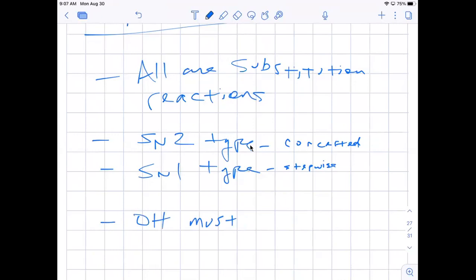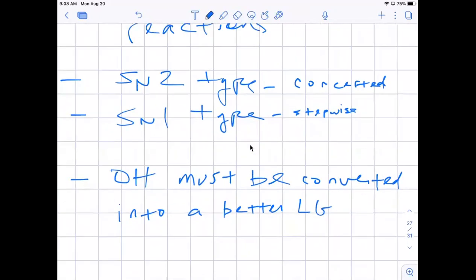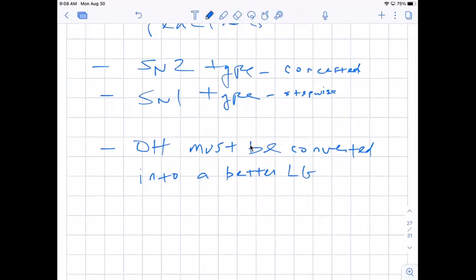And then another thing about these reactions is that OH has to be converted into a better leaving group. Right? OH by itself is a bad leaving group. And the way you judge, and I'm just jumping ahead to these substitution reactions, the way you judge a leaving group is by looking at the pKa of its conjugate acid.